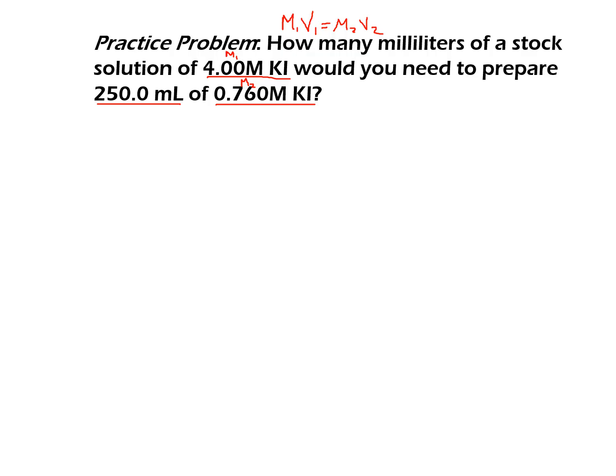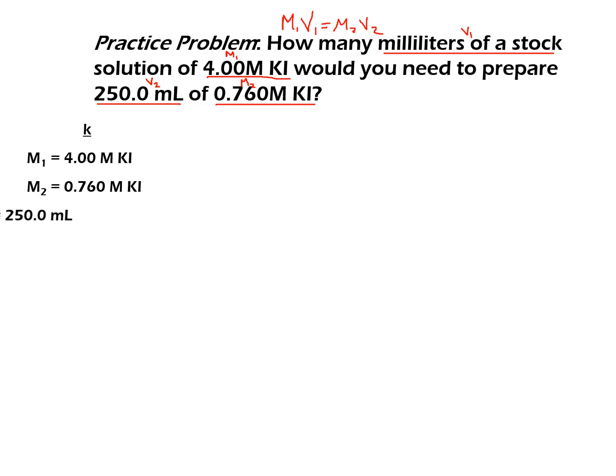So then what is this over here, the milliliters? Is that V1 or is that V2? Well, look at what it's attached to. It says it's 250 milliliters of 0.76 KI. So that must mean this is V2. And then notice what they're asking for. They're asking for milliliters of a stock solution. Well, that's what V1 stands for. So V1 must be the unknown. It's what we're trying to solve for. So this is breaking down the problem so we know how to solve it.